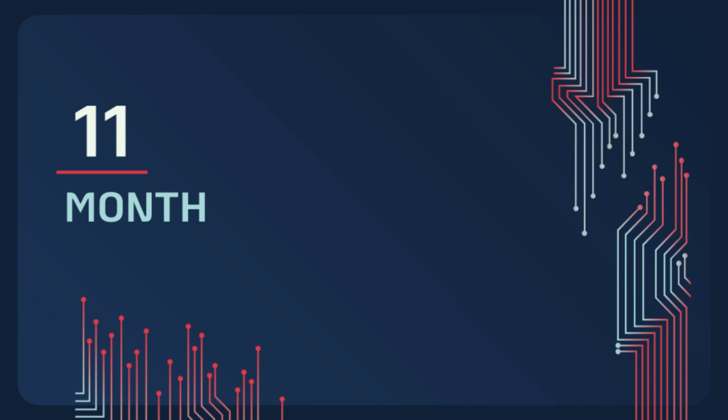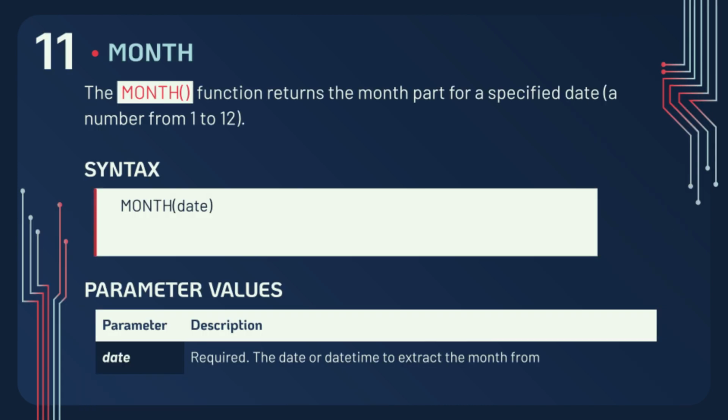Now let's head on to the MONTH function. The MONTH function returns the month part for a specified date, so it could be a number between 1 to 12. We have here the syntax, MONTH, date, with the parameter being the date. It is the required date or datetime to extract the month from.